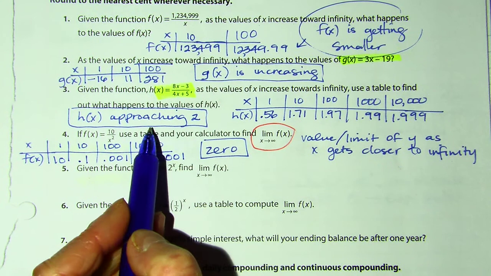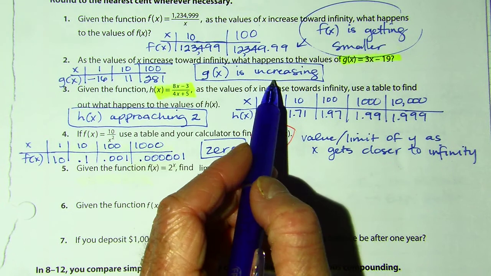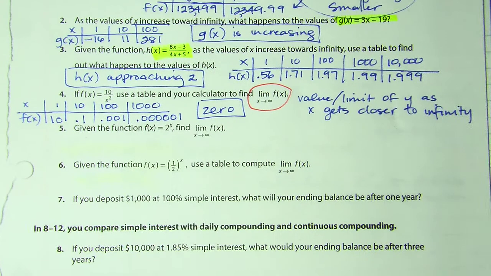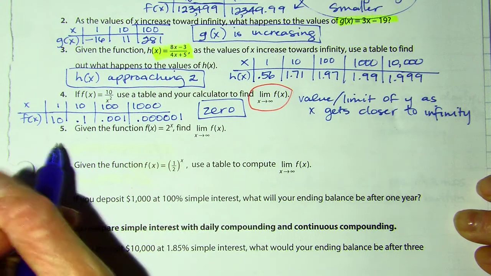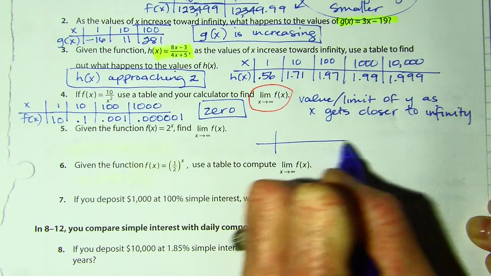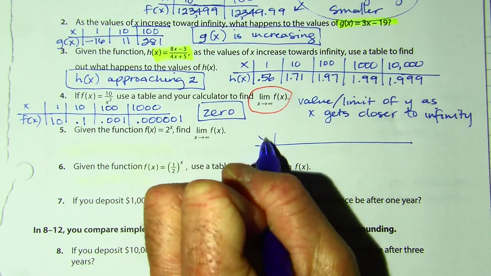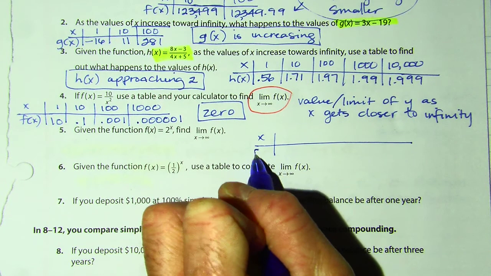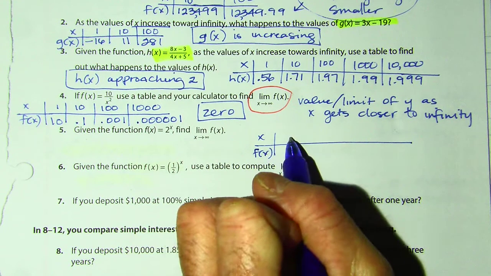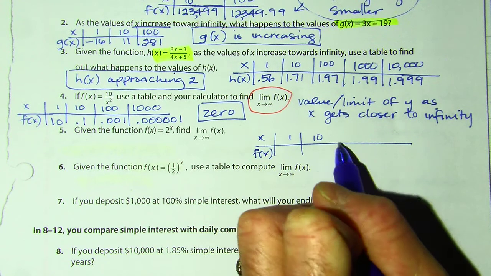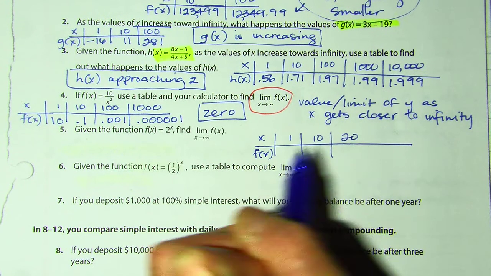So in the last one it was 2. The one before that it was just a general value. So I'm going to do the same thing in number 5. I'm going to build a table. So x, f of x, so 1, 10, I'm going to go a little bit smaller here, 20.